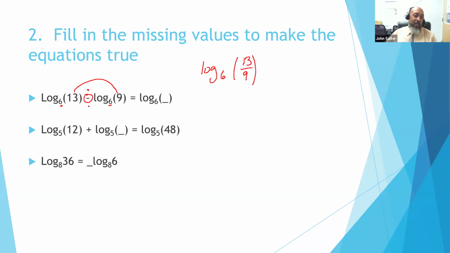13 over 9 does not simplify. 13 is a prime number, so I'm going to leave it exactly like that.